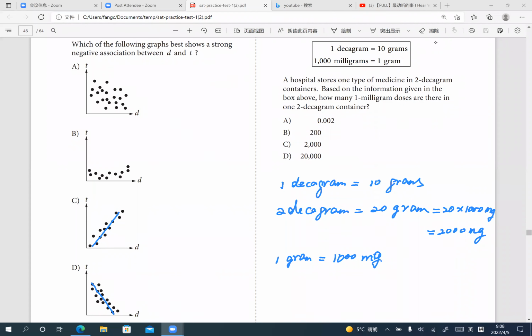Next question. Which of the following graphs best shows a strong negative association between D and T? From the graphs below, we can tell option A and option B, they are relatively no correlation. And option C is a positive correlation, and option D is a negative correlation. So we should choose option D.